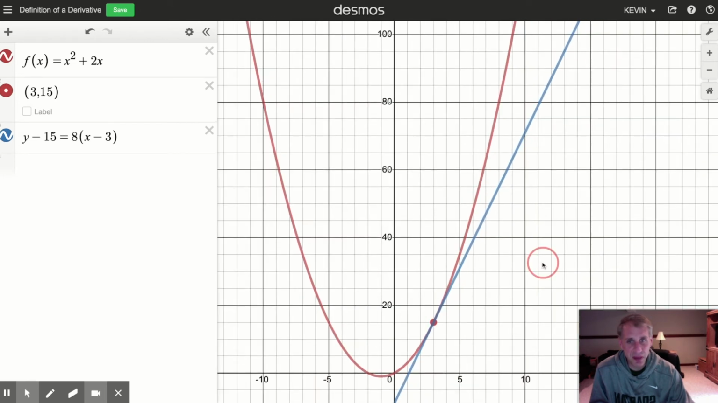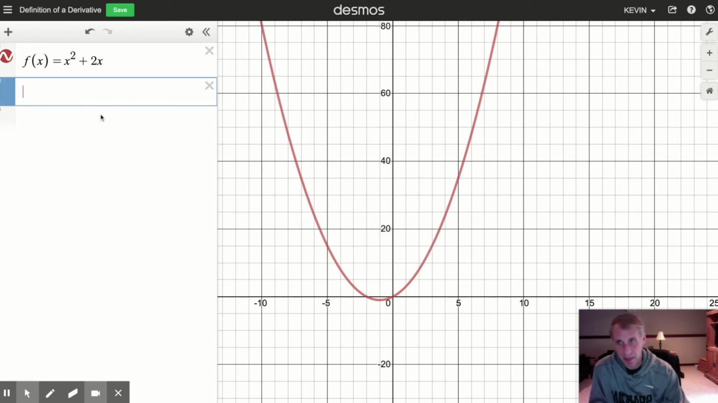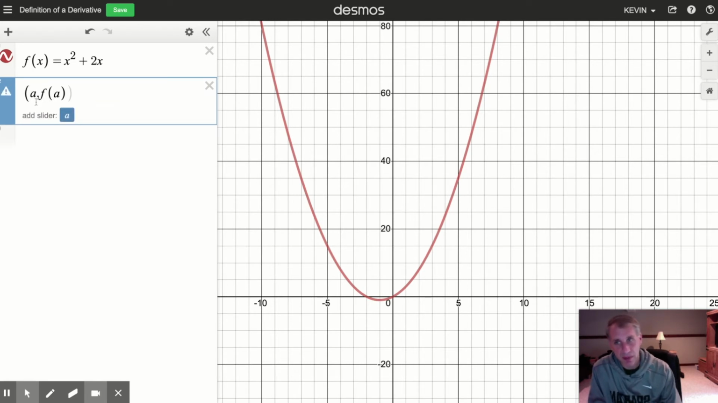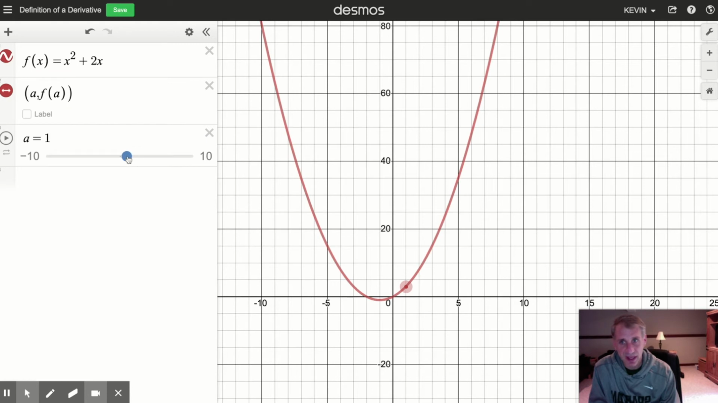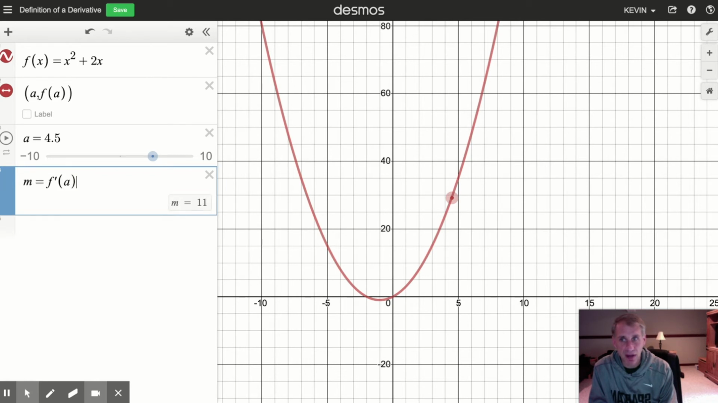So Desmos, being a great program, is super powerful here, right? I can just set up an arbitrary point on my parabola at a, f of a. So I'm going to add a slider in here. It's going to allow me to take that point and move it along. We said that f prime of a is a way that we can represent the derivative, and Desmos knows all about this. So we're going to say that m, for slope, is equal to f prime of a.